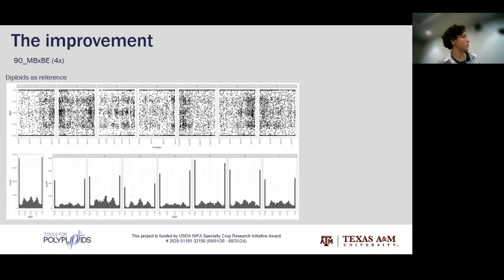And at the bottom, it's a histogram counting the number of dots in the top graphic. And this is for each one of the chromosomes. And here's the total, considering all chromosomes. So this is using diploids as references, and we can see the peaks.